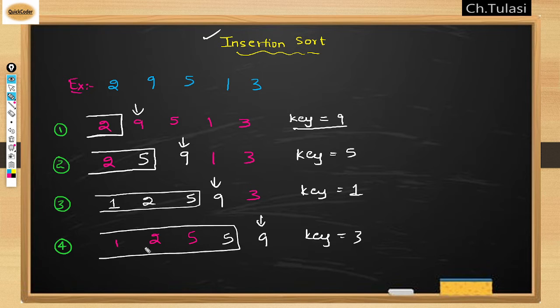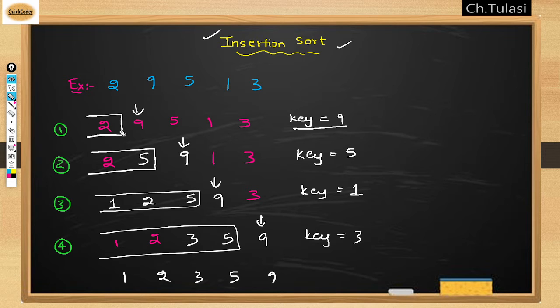If 3 is not less than 2, it obviously will not be less than the previous elements, because they are already in sorted order. Now in place of 5, I will place 3. So see, we got an ascending order array. Our array is sorted. So that's the simple insertion sort algorithm.